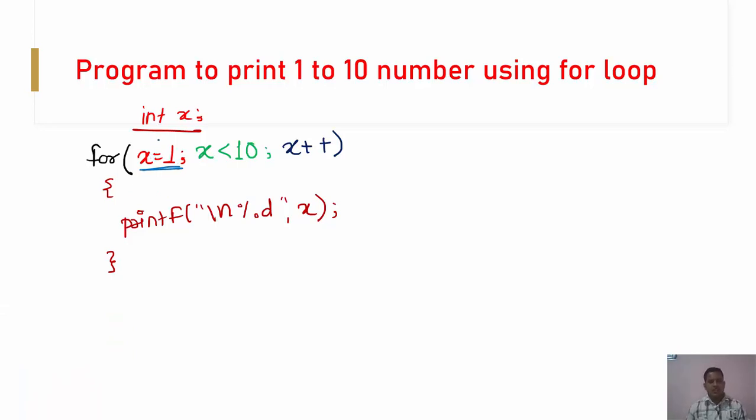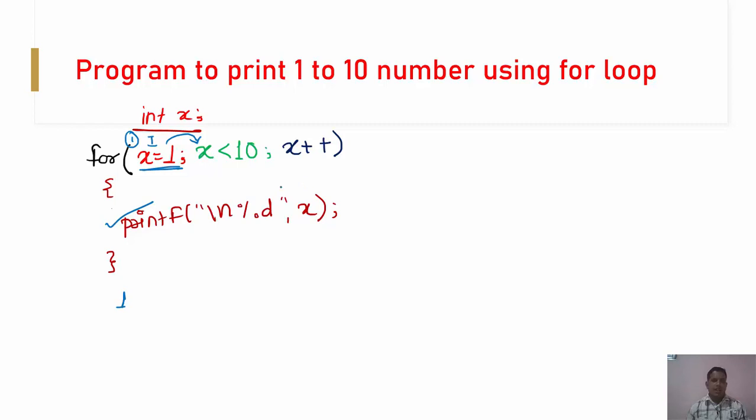This is expression 1, and it gets executed only once at the beginning of the for loop. Initially the value 1 is assigned to variable x. Now it jumps to the condition. Is 1 less than 10? Yes, it is true, so this set of statements gets executed. So the output I am getting is 1.